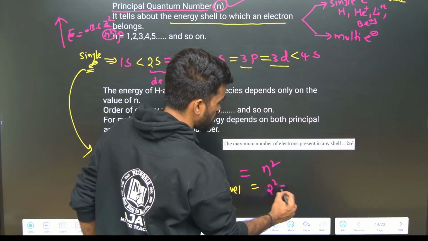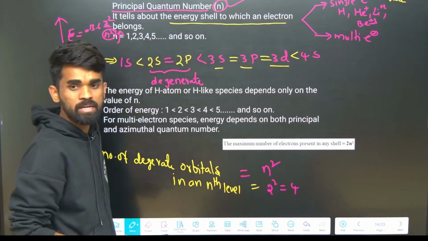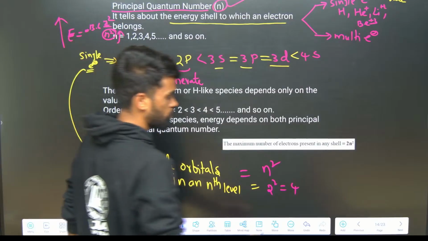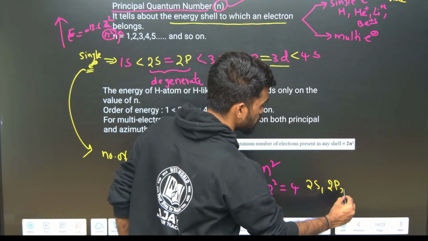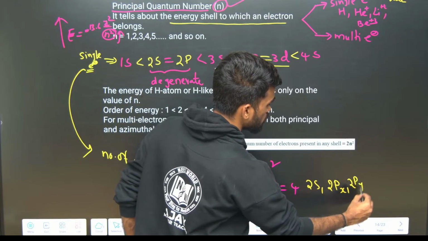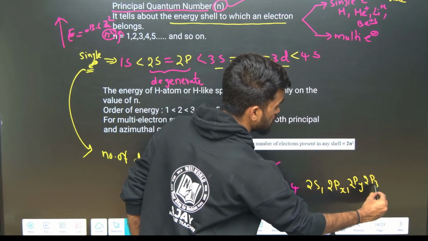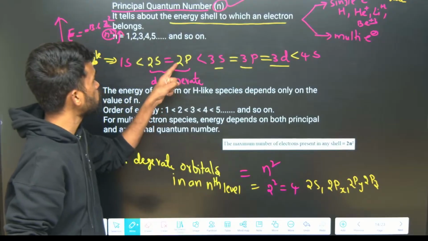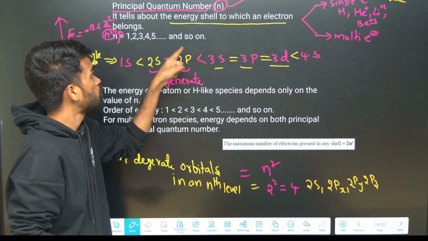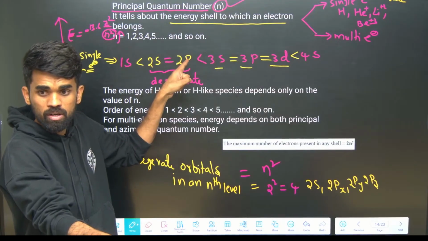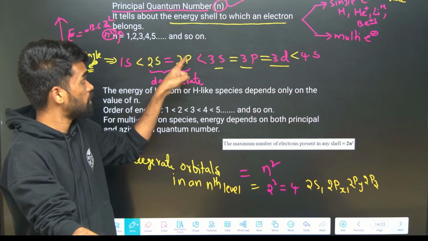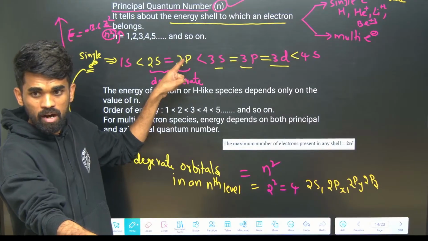2 square, that will be 4. So what are the 4 orbitals? The 2s orbital is 1, and 2px, 2py, 2pz, like this. Is that clear? You should not say only 1p orbital. This is the p subshell, it's a subshell. In that subshell, we have 3 orbitals.